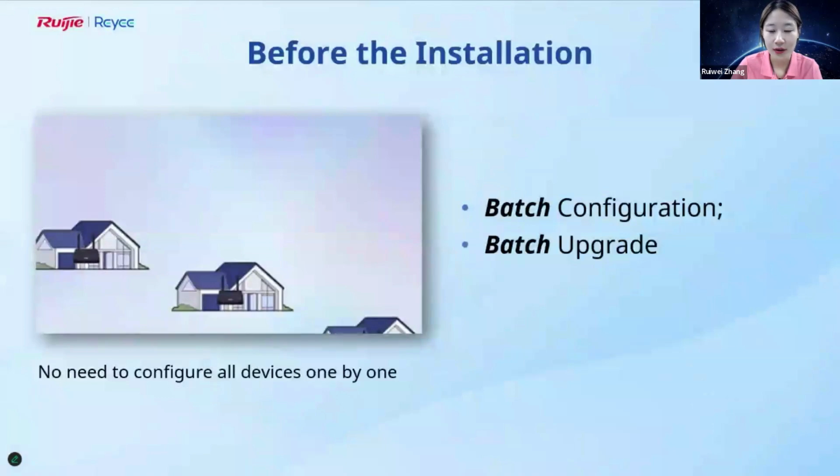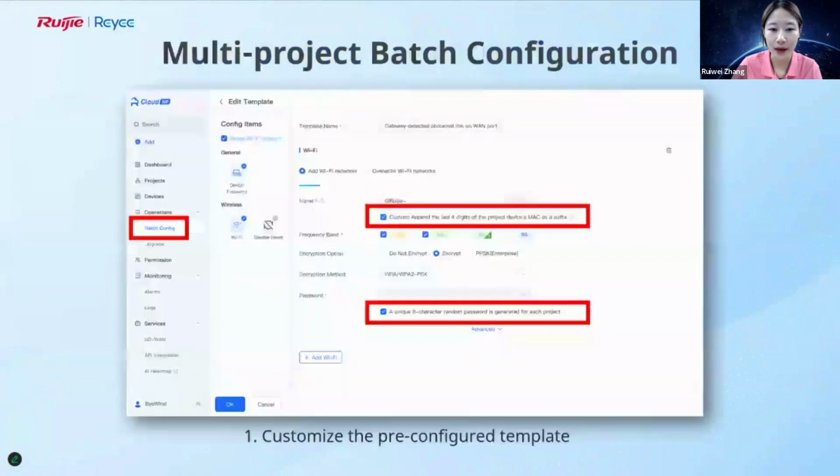First, on Ruijie Cloud ISP, with batch configuration and batch upgrade, there is no need to configure all devices one by one. For batch configuration, there are only 4 steps to complete. First, customize one template. For home projects, you can quickly select and fill in the key sections. Please note that for the Wi-Fi name, the prefix can be fixed, and the last part can be changed automatically according to the MAC address of devices.